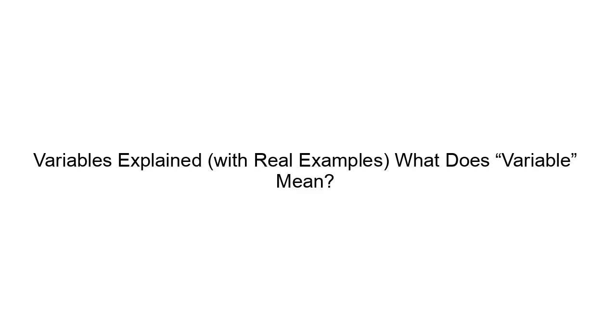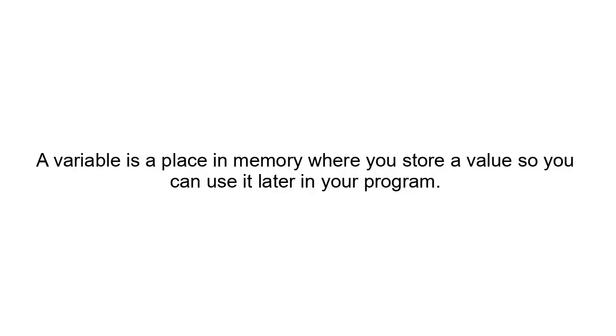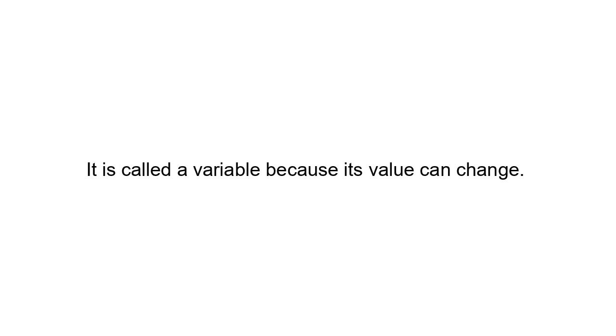Variables explained. With real examples. What does variable mean? A variable is a place in memory where you store a value so you can use it later in your program. It is called a variable because its value can change. In simple words, variable equals a container that holds data.